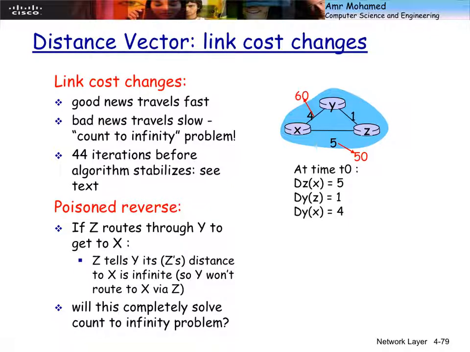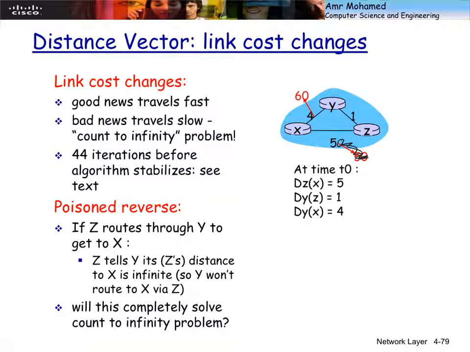Here, I don't know why the update didn't come. I should have updated that. So this cost is already 50, and the cost from X to Y has now changed to 60 instead of 4. So now it has become really worse. The good news travels fast.